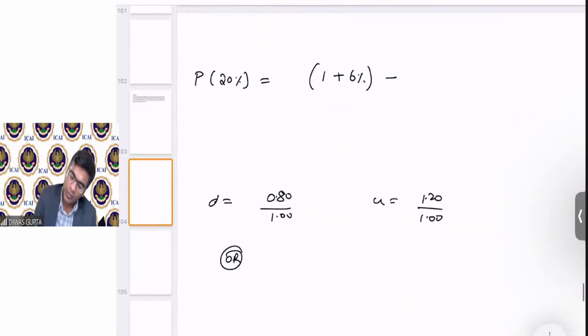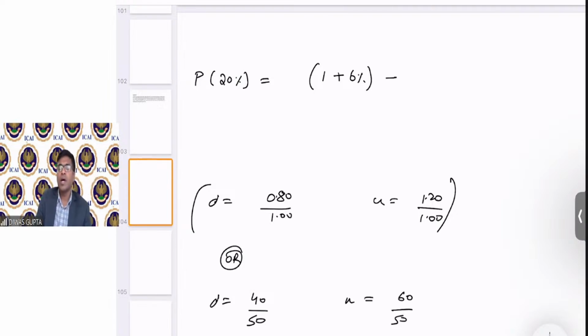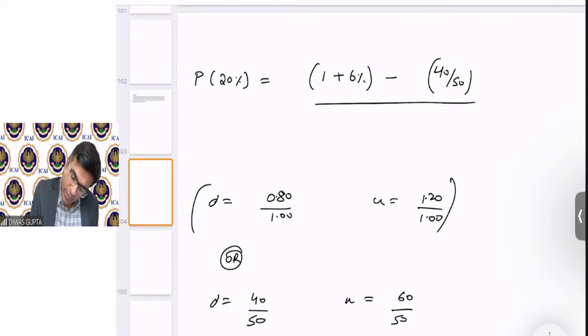Or I was referring to, if let's say this seems a bit off, then we can also say D is equal to 40 divided by 50 for year one. Okay. And U is equal to 60 divided by 50. Answer will be same. Okay. So 1 plus 6% minus 40 divided by 50, which is D, divided by U minus D, which is 60 divided by 50 minus 40 divided by 50, students.